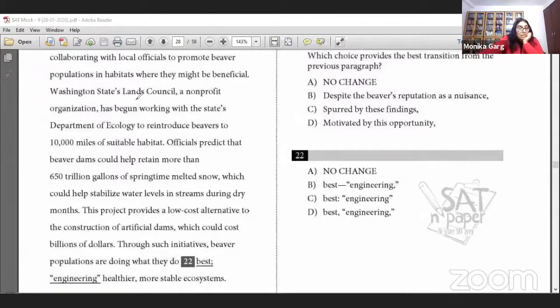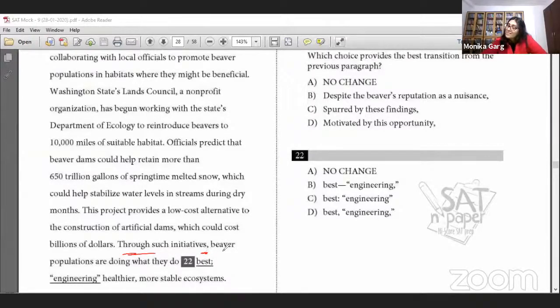Through such initiatives, comma, through such initiatives. Can you see this is a prepositional phrase? So you have a comma here. Wherever a prepositional phrase comes at the beginning, you have to have a comma right where it ends. Through such initiatives, beaver populations are doing what they do best.